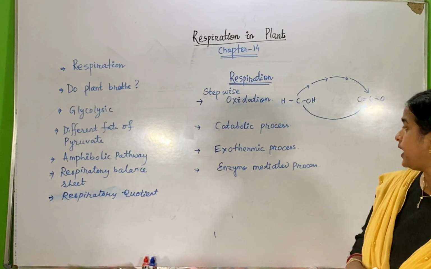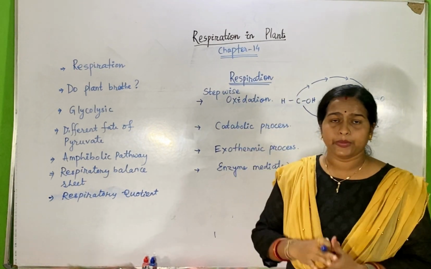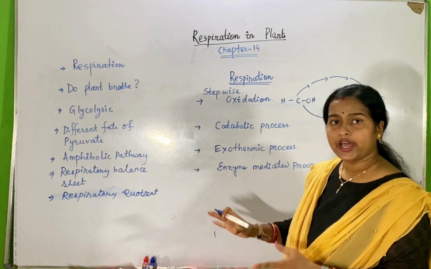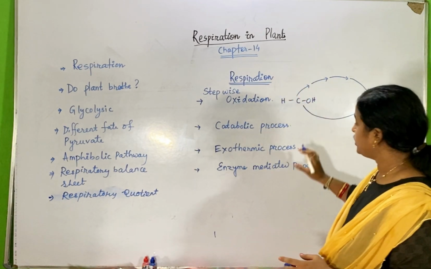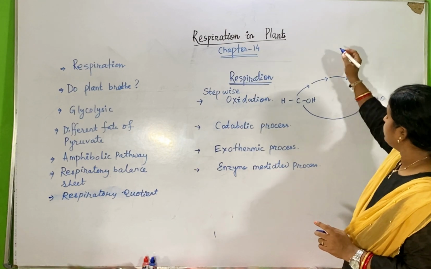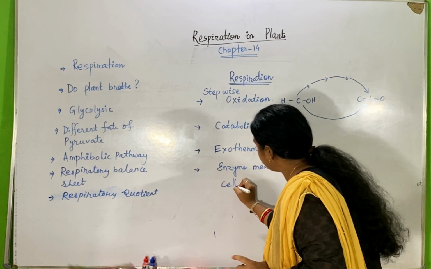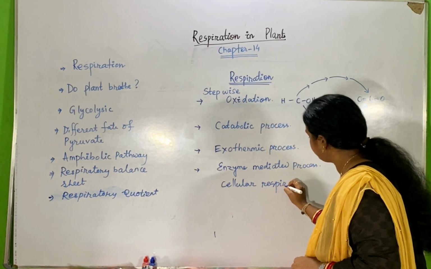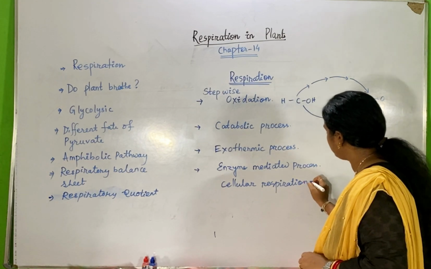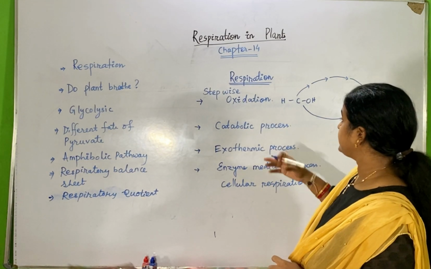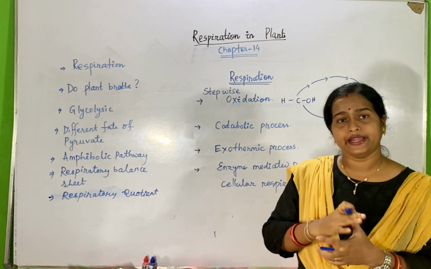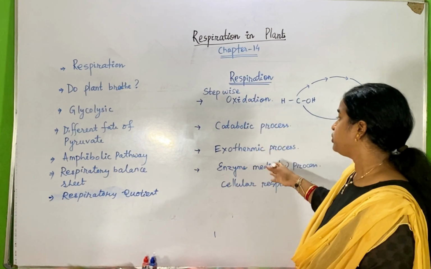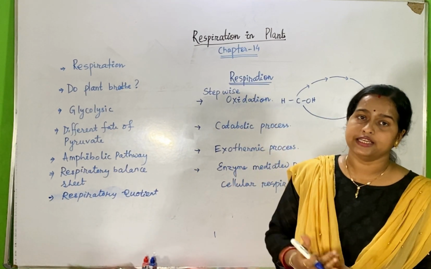When respiration happens inside the living cell, it is called cellular respiration. Understood? So we can say respiration is an enzymatically controlled, stepwise oxidation process. In this process, a lot of energy is released.